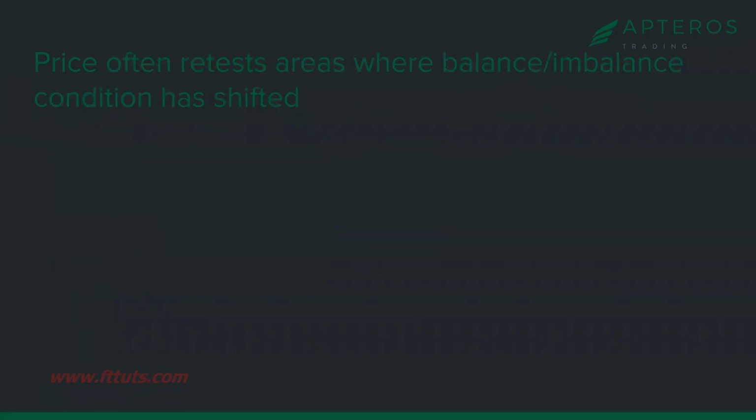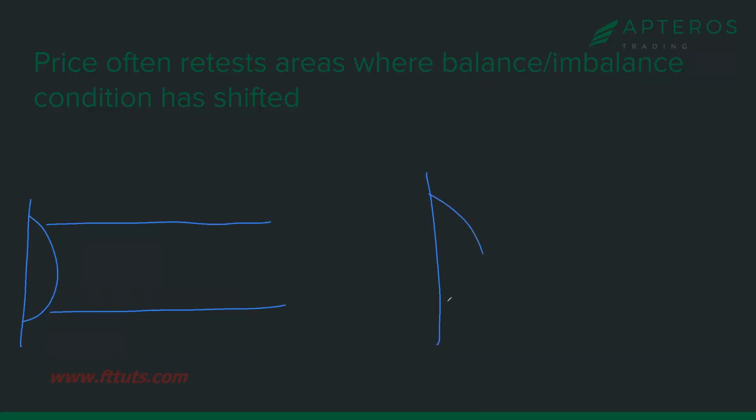Price often retests areas where the balance or imbalance condition has shifted. So we could take the first example I showed you a second ago, and let's also do the second example. One was the traversal of balance and one was going imbalanced. So the first one is we hold back in here, we get the retest, and then we go to the other side. A lot of times when you break out, what happens? We come back and we retest, and then we continue.